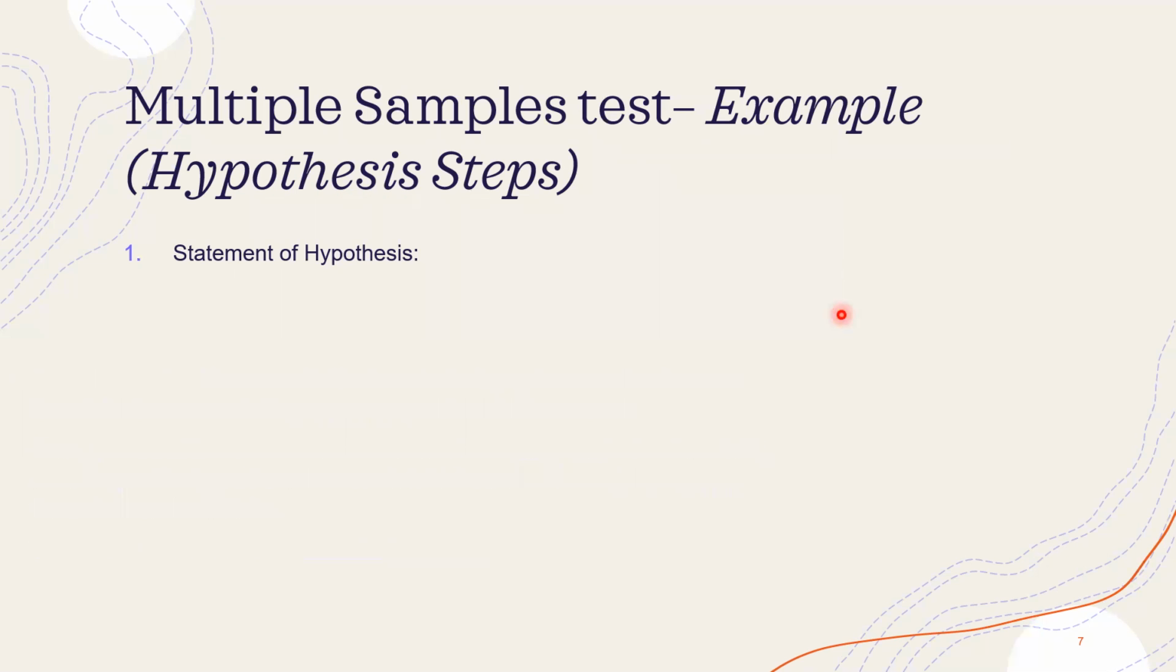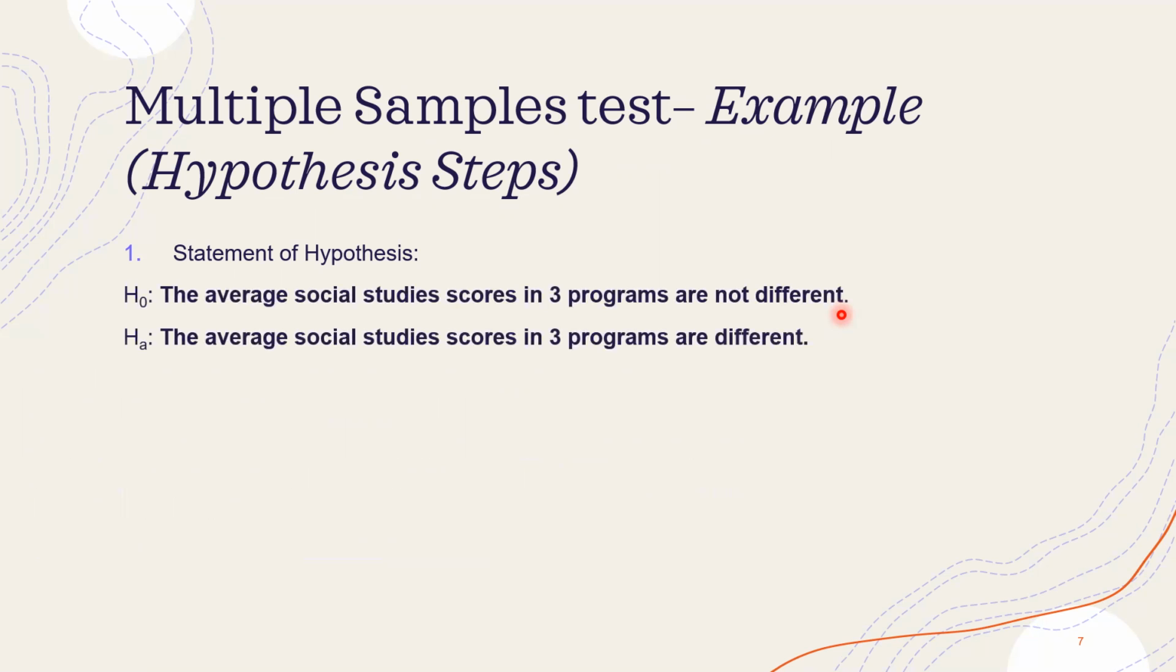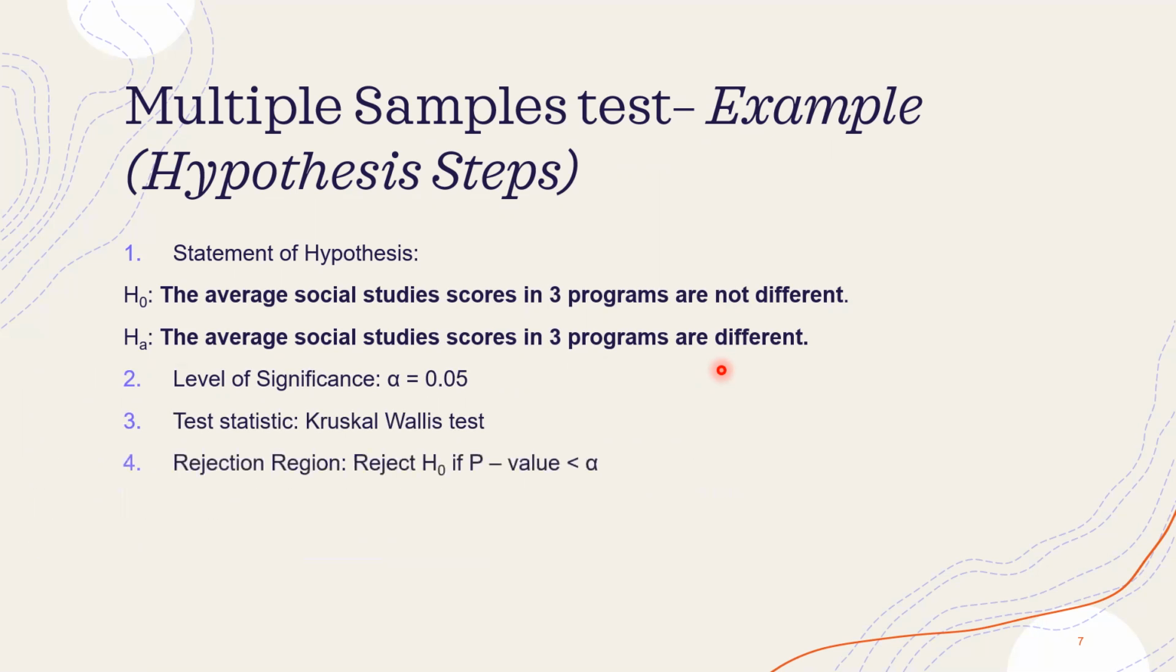So coming towards our main example, which was comparing the social studies score in the three groups, first we had to formulate the hypothesis. Null hypothesis is that the average social studies score in the three programs is not different. Alternative hypothesis: the average social studies score in the three programs is different. Level of significance alpha is equal to 0.05. The statistical test is the Kruskal Wallis test. Rejection region: reject the null hypothesis if p-value is less than alpha.